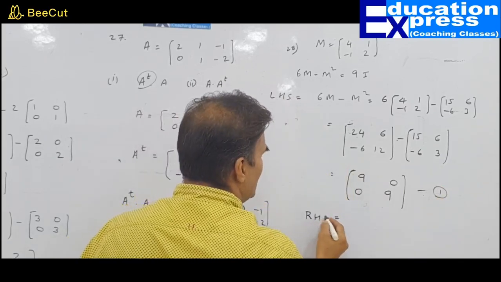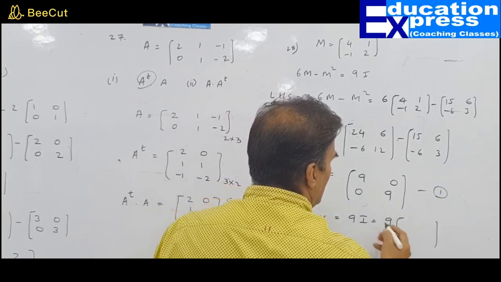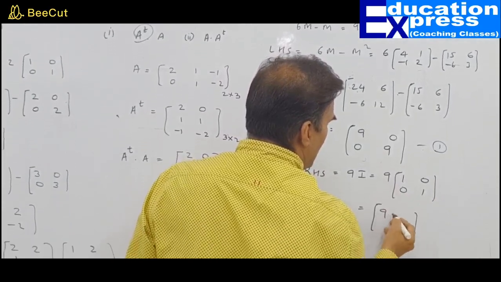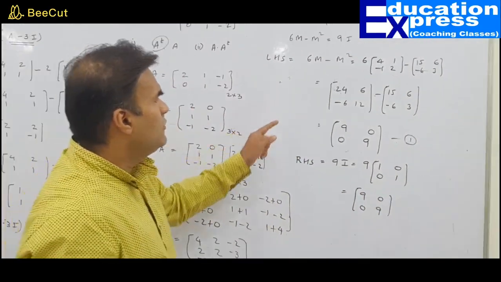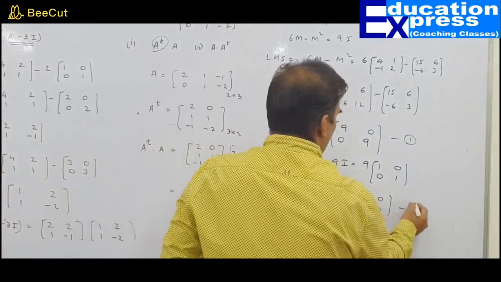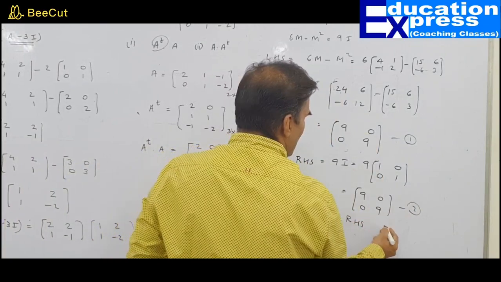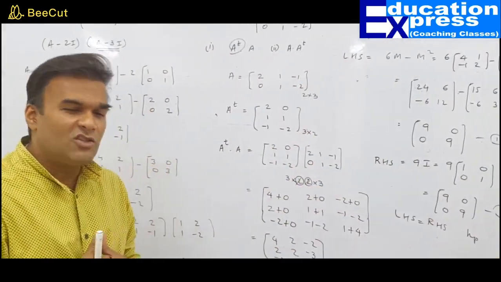What about RHS? RHS is 9I, which would be 9 into the identity matrix. That would be 9, 0, 0, 9. So we got the value for both, and we can see that LHS equals RHS. Hence proved. So my dear friends, these are the easiest questions.